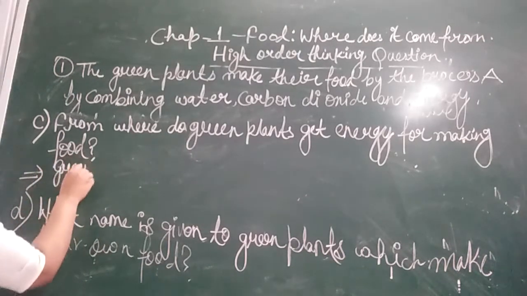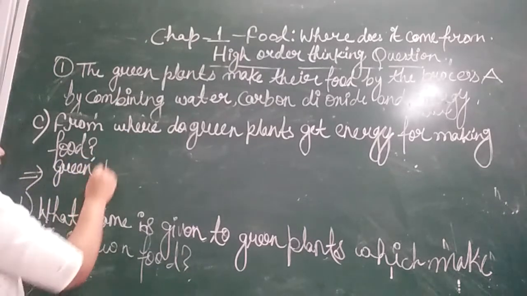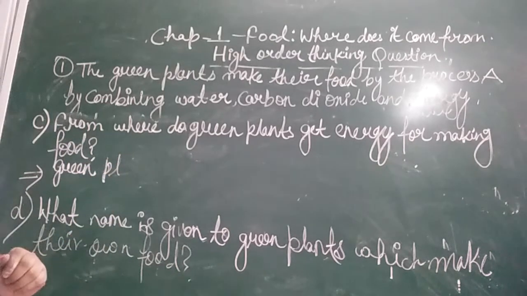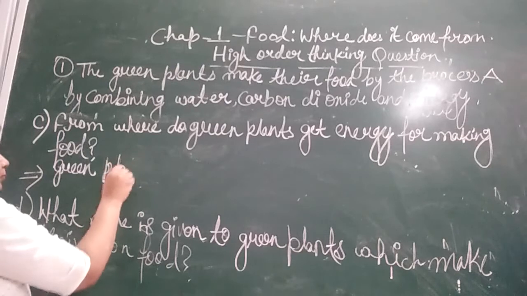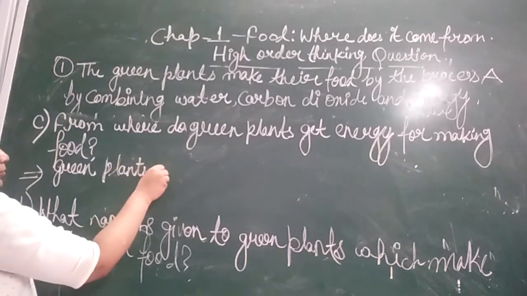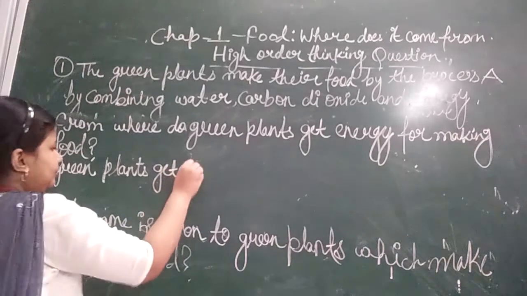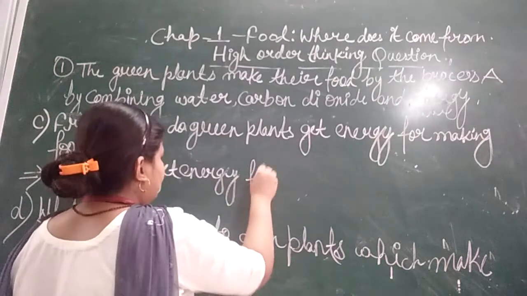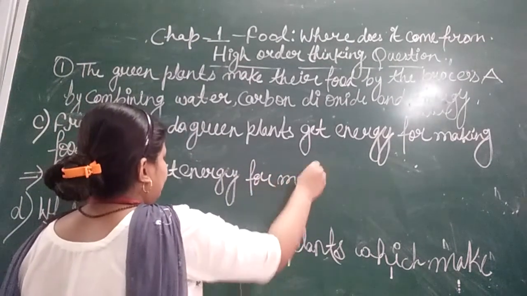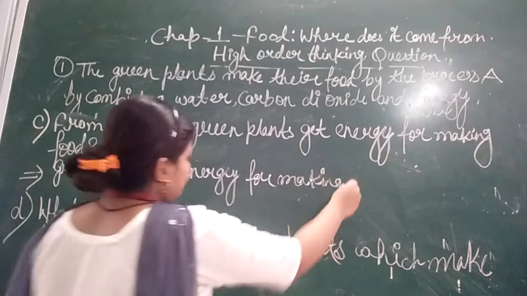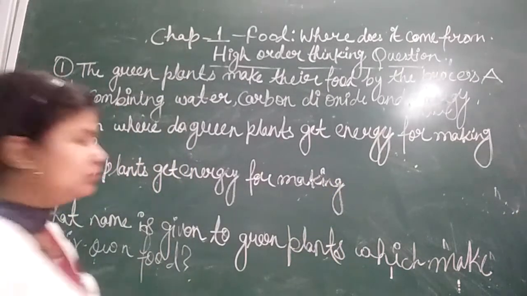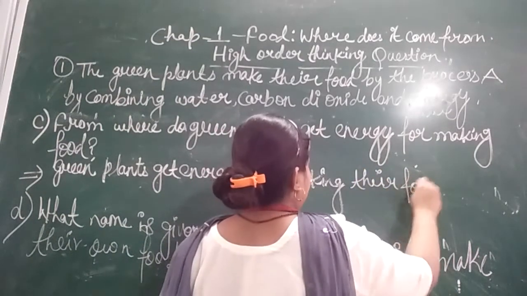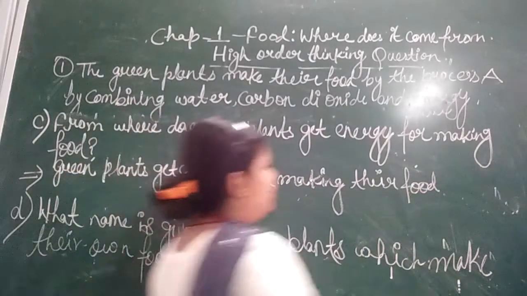So we will write: green plants get energy for making their food from the sun.